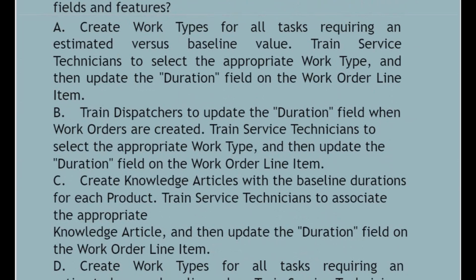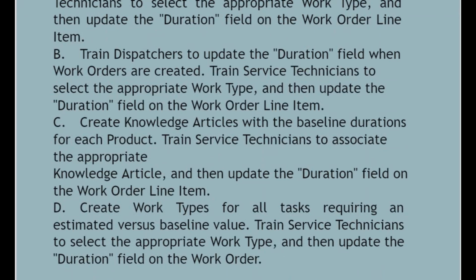Option B, train dispatchers to update the duration field when work orders are created. Train service technicians to select the appropriate work type and then update the duration field on the work order line item. Option C, create knowledge articles with the baseline durations for each product. Train service technicians to associate the appropriate knowledge article and then update the duration field on the work order line item.